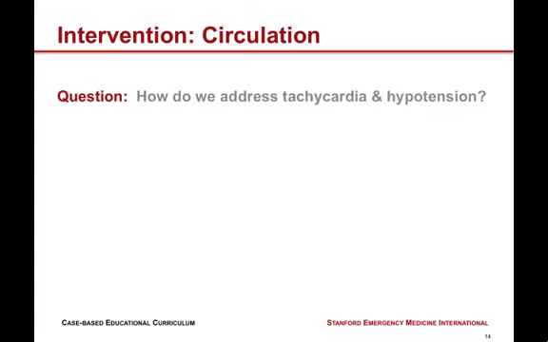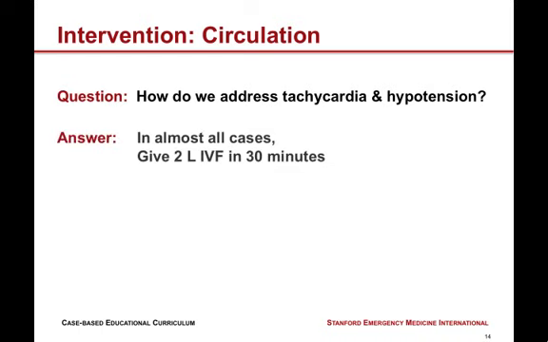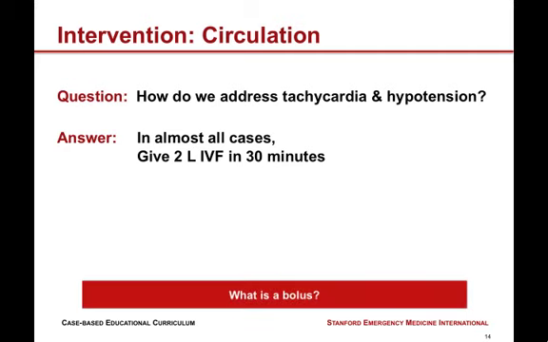Question: how do we address the patient's tachycardia and hypotension? Answer: in almost all cases, we should give the patient 2 liters of IV fluid within 30 minutes. The patient should receive boluses of IV fluid. What is a bolus? A bolus is a large quantity of medication given rapidly.